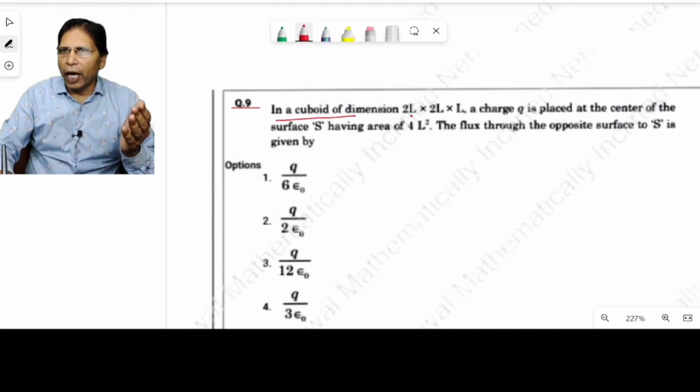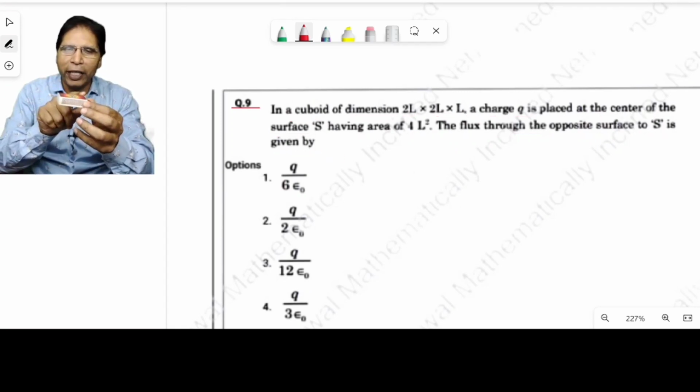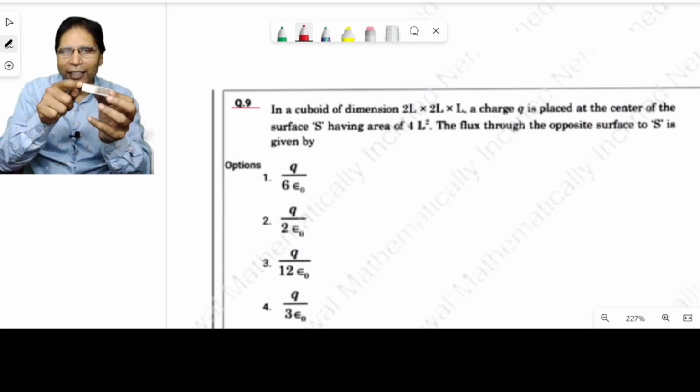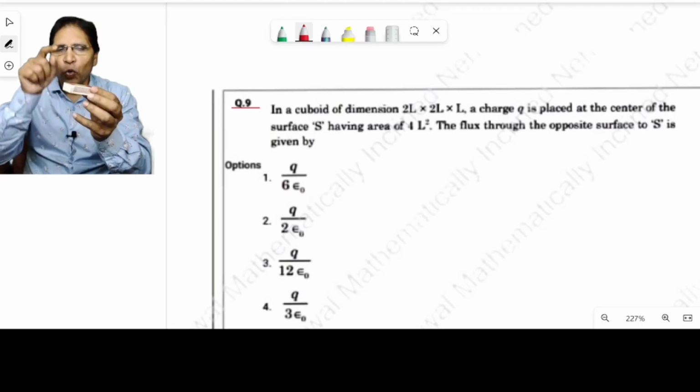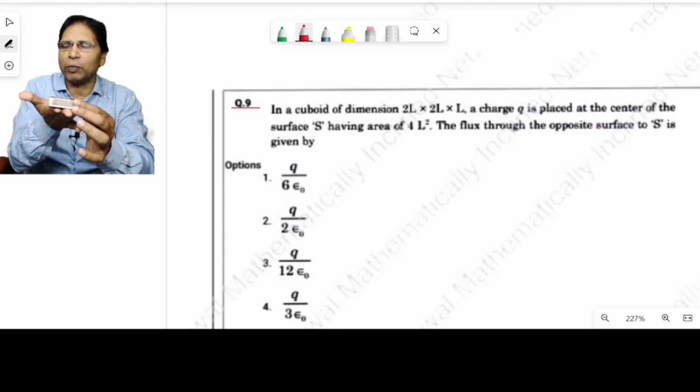Okay. Now question number 9. A cuboid of dimension 12 into 12 into L has a charge Q placed at the center of the surfaces having area 4L square. The flux through the opposite surface S is given by. This is a cuboid having dimension 12, 12 and this is the L. Now we have to place the charge at this point. We have to calculate flux at this point.